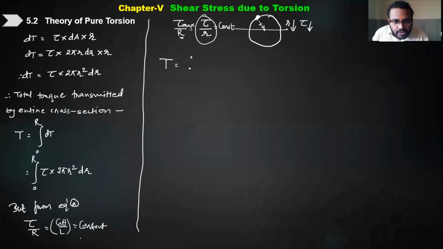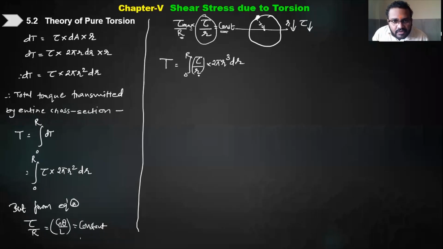Torque is equal to the integral from 0 to capital R. If I assume this tau to be the maximum, I can write tau maximum also. So I divide by r, because tau by r is constant, which I can keep outside. See, tau by r, because I know that tau by r is constant. I wrote tau by r, took one extra r, so I will make it 2 pi r cube dr.